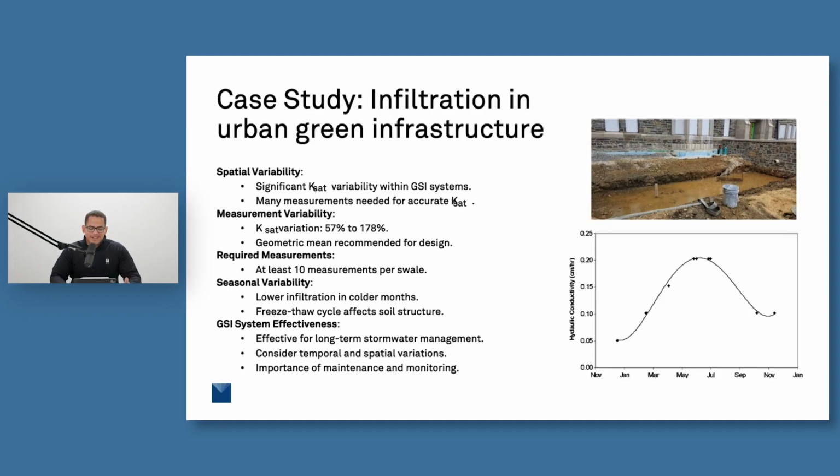Also, when looking at the seasonal variability, they found that seasonal temperature changes significantly affect the hydraulic performance of GSI systems. Lower infiltration rates are generally observed during colder months due to factors such as increased water viscosity and potential freezing of soil pores. Especially, this makes sense in that northeastern environment. The freeze-thaw cycle also plays a role in the seasonal variability as it can either improve or decrease infiltration rates by affecting soil structure.